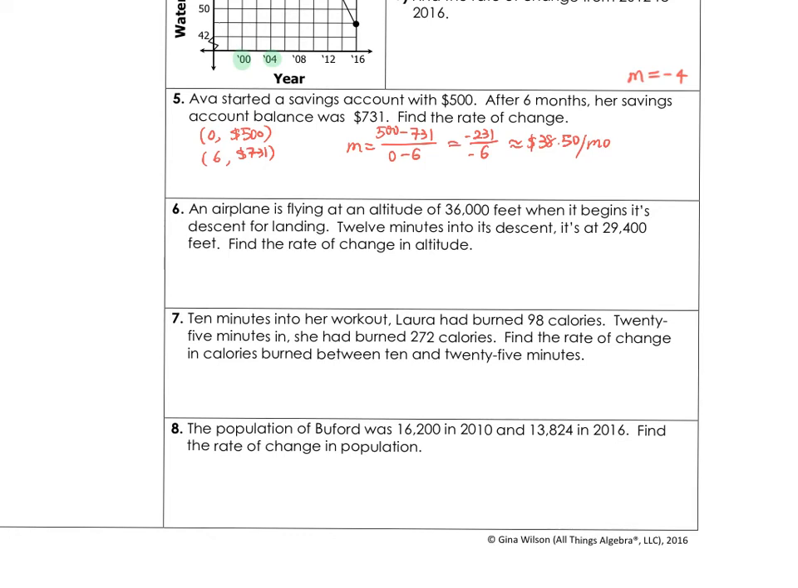And number 6 is pretty much the same thing. So start with the time. 0 minutes is 36,000 feet. And then 12 minutes later, it's at 29,400. And then you calculate from there. So you should have 5. So give me the calculation. Don't just give me the answers, okay? 7 and 8 are the same, so do that. Pause the video and I'll write the answers here.